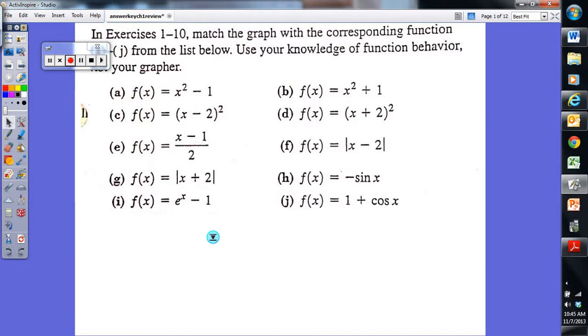Okay, here is your answer key. Geez, I hope my volume works because it didn't for my poor Algebra 2 kids. These are all of the functions that we're going to try to match to the graphs on the next slides. So let's just get right to the graphs.